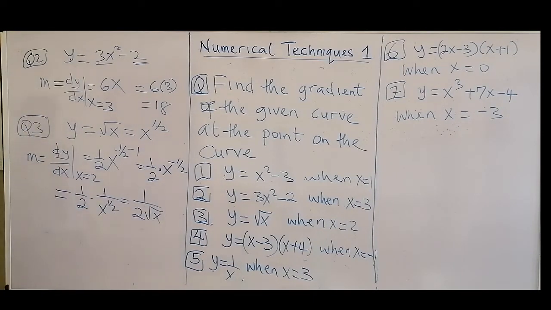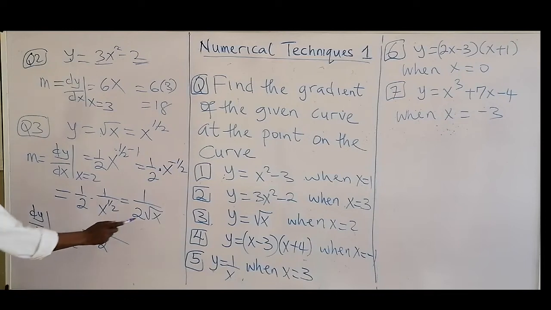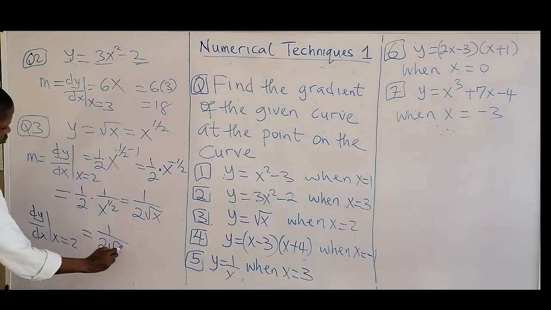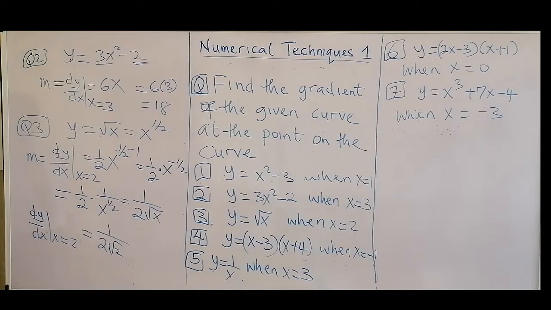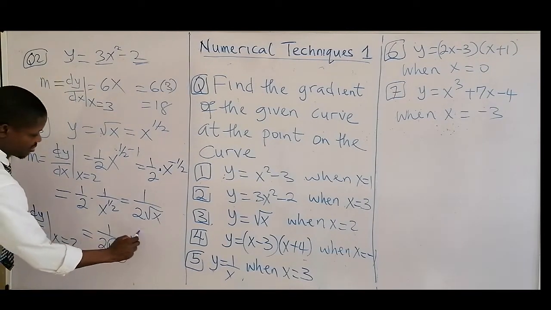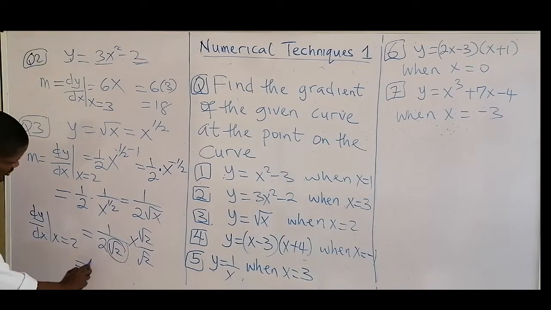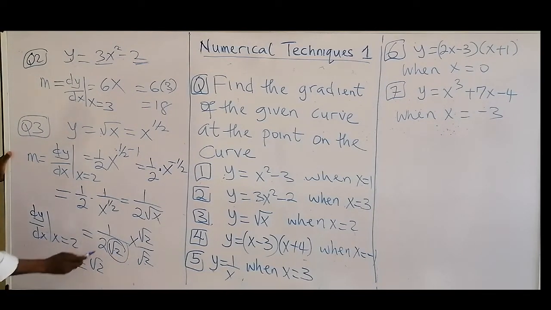So the gradient at the point the question mentioned, at x is equal to 2, will be 1 over 2 root 2. That's the answer. If you want to be efficient, you can try to remove this radical. Multiply by root 2 over root 2, and that will give you root 2 over 2 times 2, that's 4. So that's that on that question.